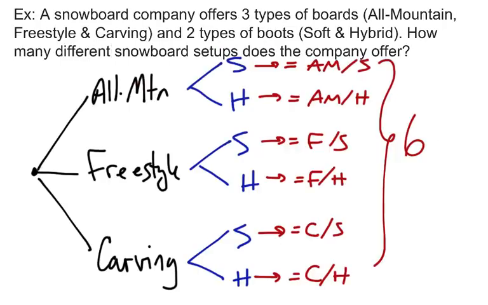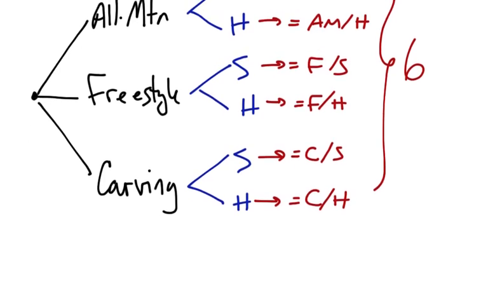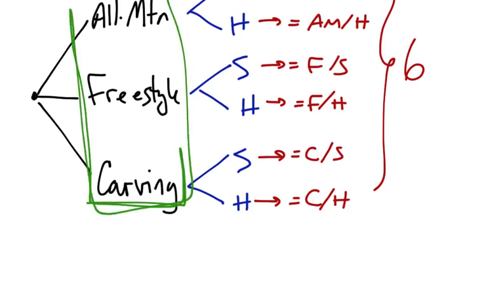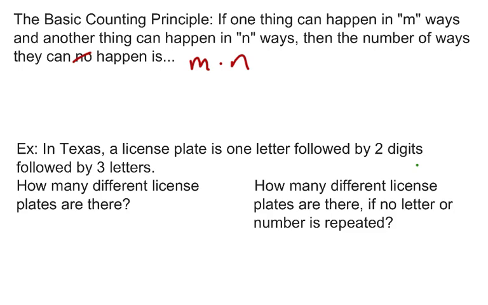So, going back real quickly to this example, if we have 3 different snowboard styles and 2 different boot styles, we can set this up using the basic counting principle. First we'd pick our board and then we would pick our boots. So we have 3 options for boards and 2 options for boots. Altogether there's going to be 6 total options, which was what we already found. How about down here?